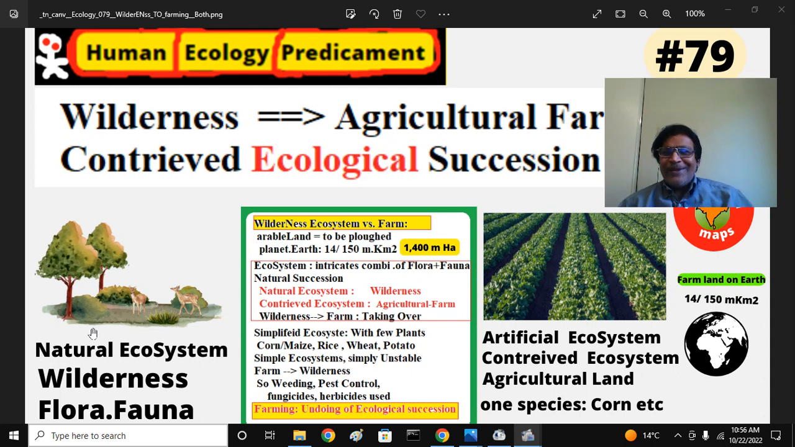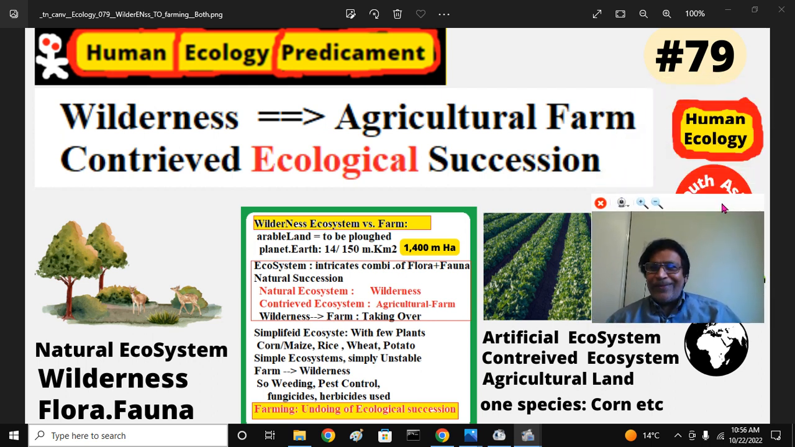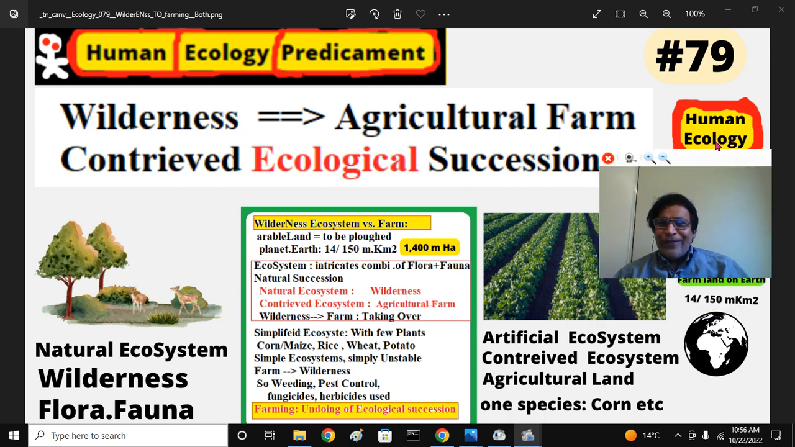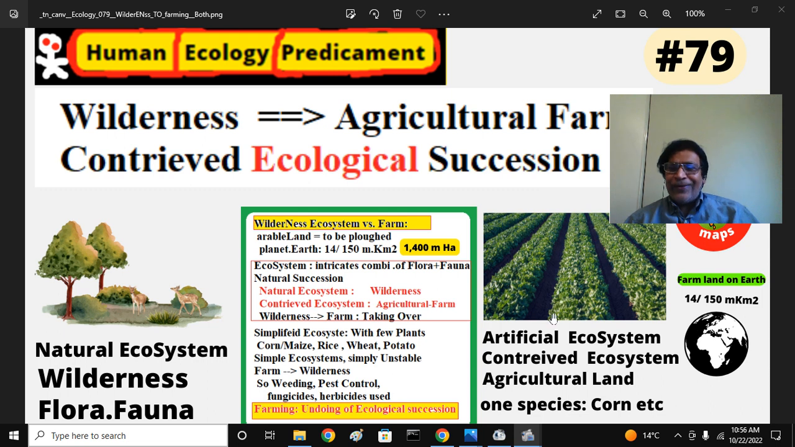This happens because we have countermanded, resisted the natural ecological systems, ecological successions. We want our own way, and contrived systems we have built, that is the agricultural lands and farmlands. So, wilderness too, contrived ecosystems, and if you do not do anything to keep these contrived systems, the agricultural land, farmland, arable land, they revert back. Nature will take it over to wilderness. We'll see that everywhere.